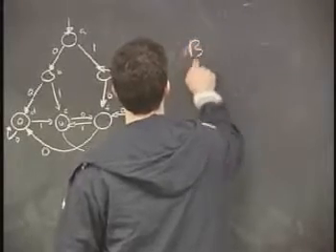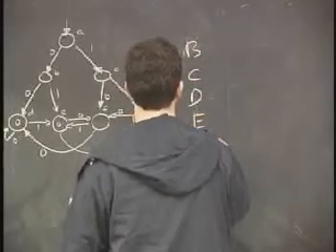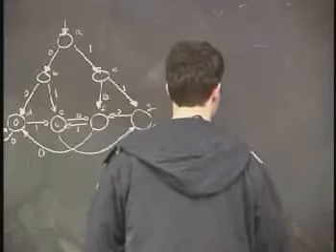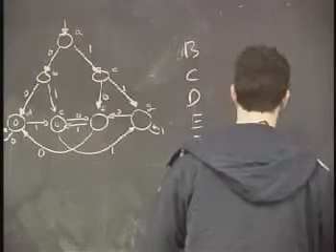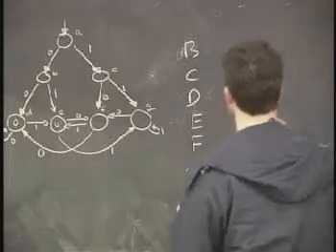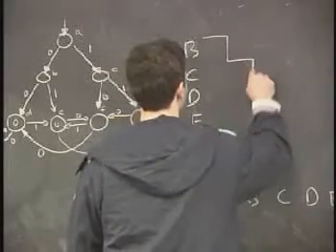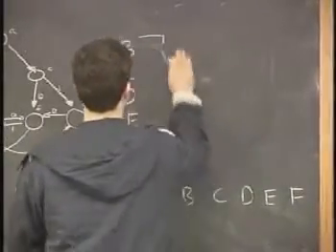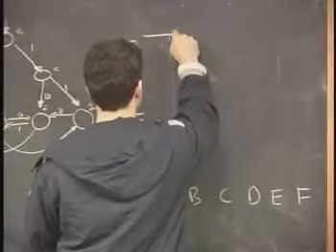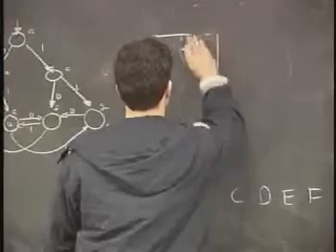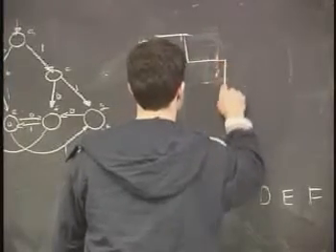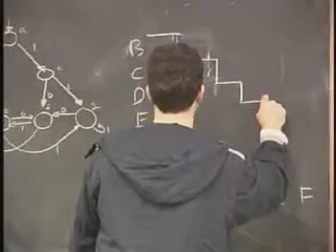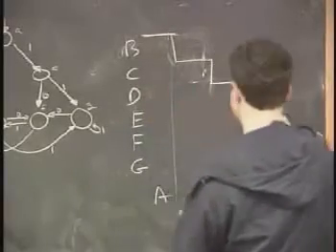So we start with B, C, D, E, F, G, and then A, B, C, D, E, F. All right, it's going to be tough for me to draw straight lines. But I'll try my darndest.